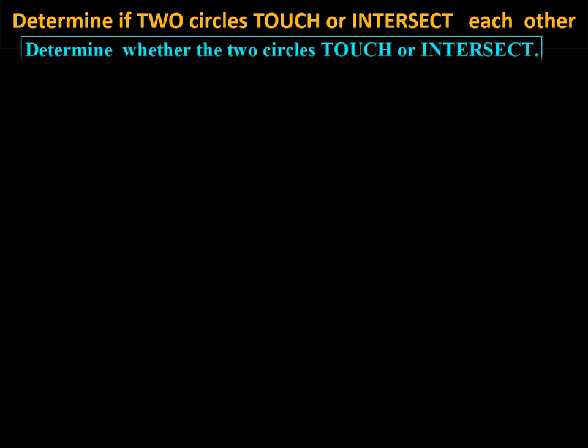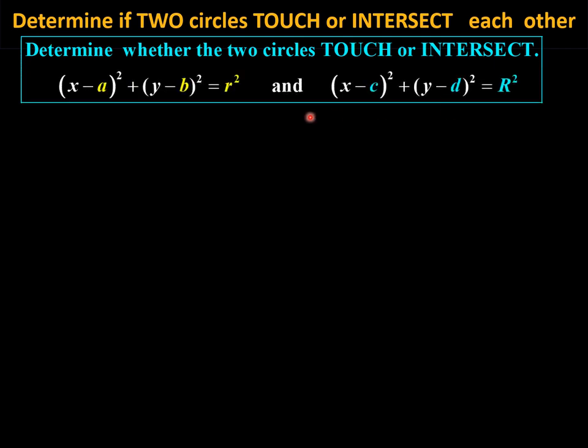Let's look at another concept. We want to determine if two circles touch or intersect each other. Okay, so let's say we have two circles, and I just have two general forms. This circle's center is (a, b) with a radius of lowercase r. This circle's center is (c, d) with the radius as capital R. I've color coded them: one circle is yellow and the other is blue.